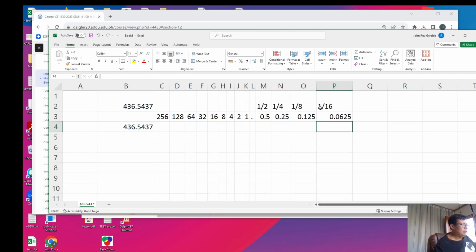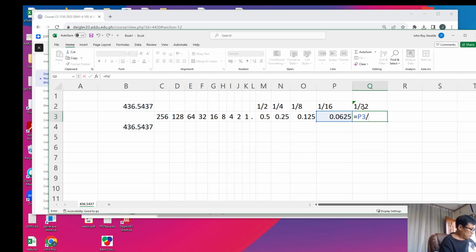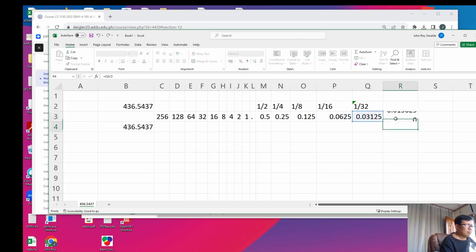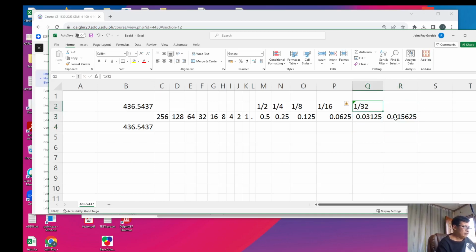So 1, 2, 3, 4. So this will be 1 over 32. And this will be divided by 2, so this will be 1 over 64. Okay. So remember now, the main difference between fractions and whole numbers is the placement of the place values. Going to the right, we divide by 2. Going to the left, we multiply by 2.